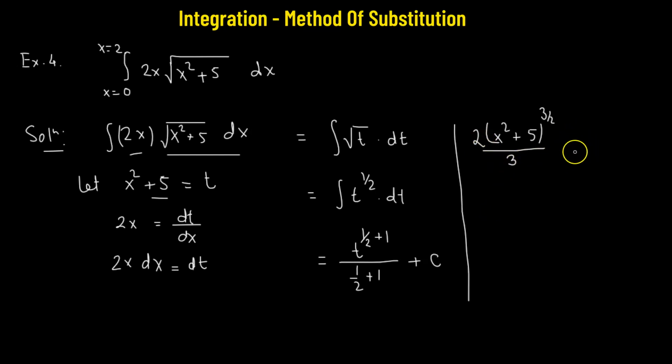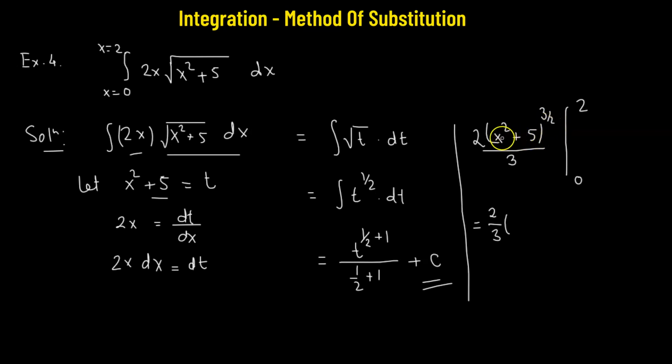We have plus c here, but the whole reason we're writing plus c is because this is considered an indefinite integral. The moment we calculate this function at the endpoints, we do not have to mention this c. So how do we calculate this definite integral? We'll use the function 2 over 3 times x squared plus 5 raised to the power of 3 over 2.